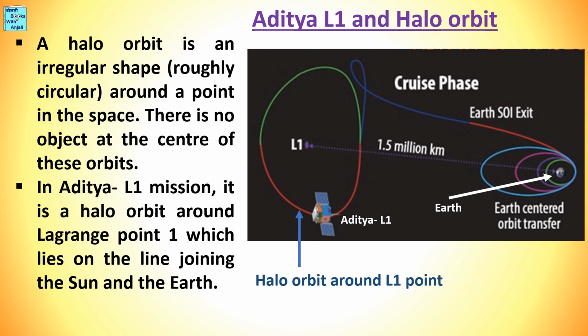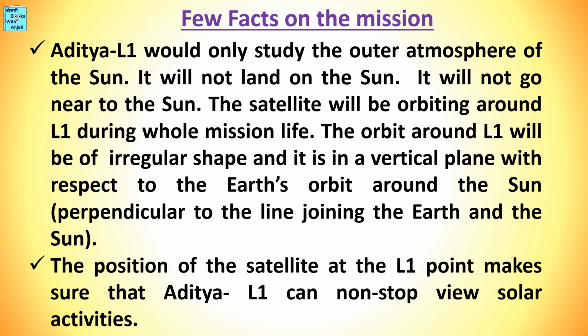A halo orbit is an irregular shaped, roughly circular orbit around a point in the space. There is no object at the center of these orbits. In Aditya L1 mission, it is a halo orbit around Lagrange point 1, which lies on the line joining the Sun and the Earth. The picture shows the halo orbit around L1 point.